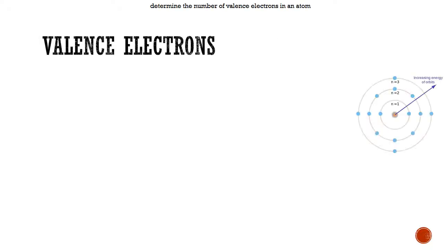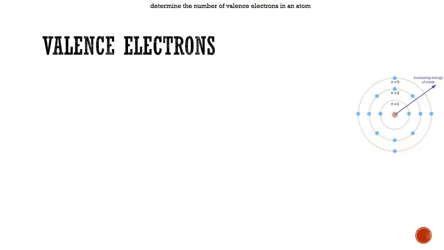So valence electrons. Here is another way to represent an atom where we have our nucleus in the middle. I know you don't see any particles there, but the nucleus is represented by that red dot in the middle. And then we have the electrons that we can think of as being in different rings orbiting the nucleus. We know that's not actually the case. As we get farther from the nucleus, those electrons have more energy. Thus, you can see here it says increasing energy of orbits. And the blue dots here represent electrons.